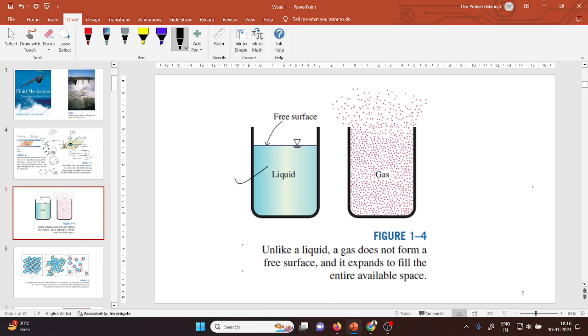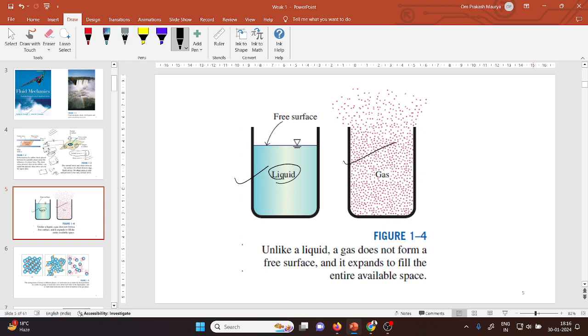In case of fluid and gas, there is a difference. What difference? In case of the liquid, the liquid has a free surface, but gas does not have any free surface. So why does the liquid have a free surface and why does gas not? This is actually the attraction force between the molecules. This is the main reason.